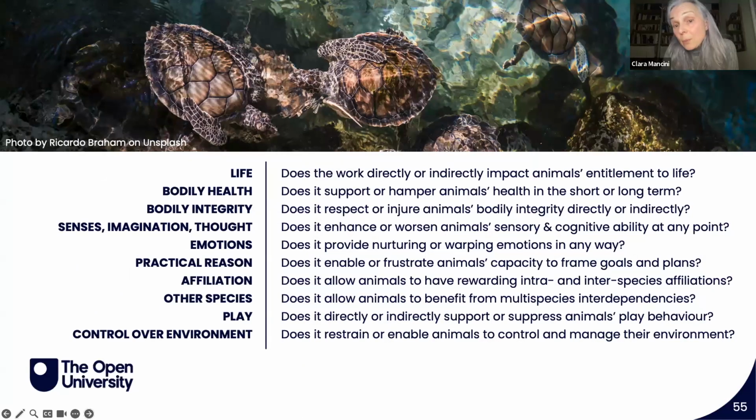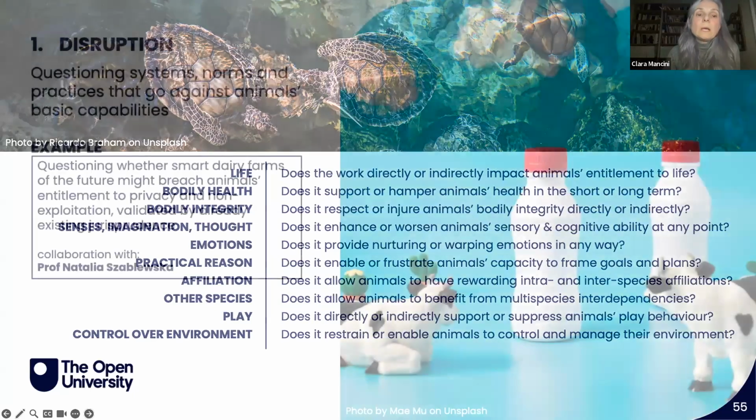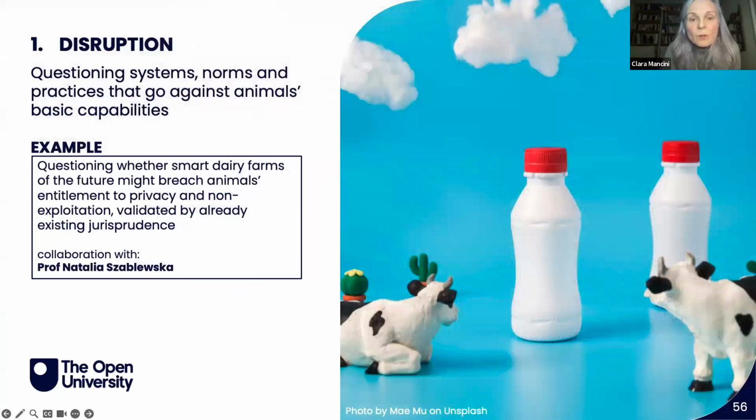Here are some examples of questions that could help researchers assess the extent to which their work is animal-centered and thus conducive to multispecies justice. Now, additionally, among others, we proposed 3 design strategies to promote animal-centered design. Disruption involves questioning systems, norms, and practices that go against animals' basic capabilities and that designers would like to address.